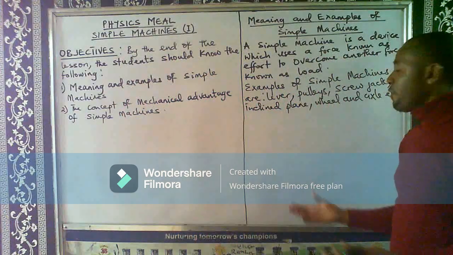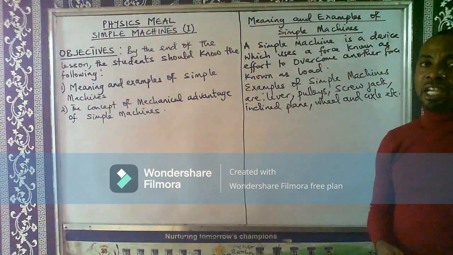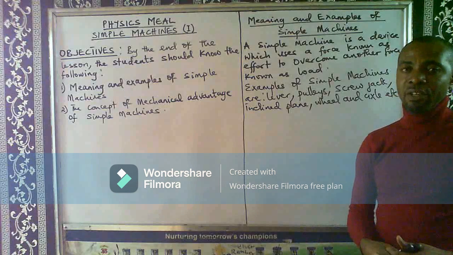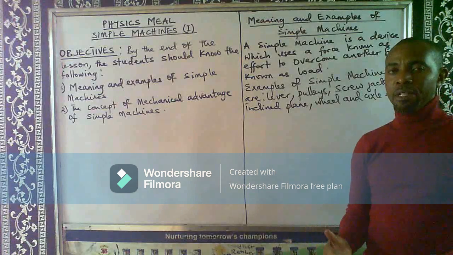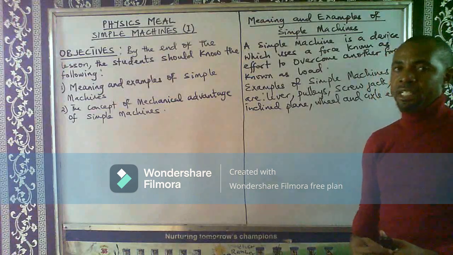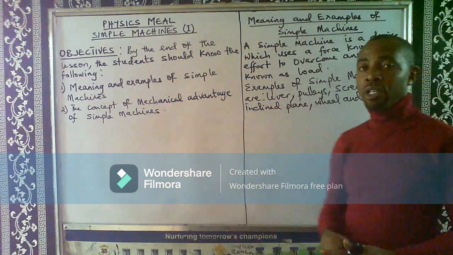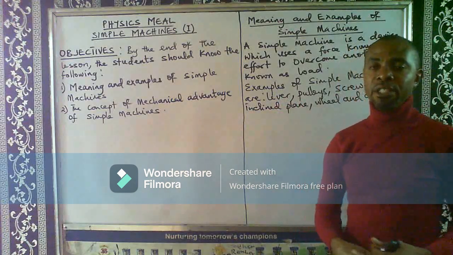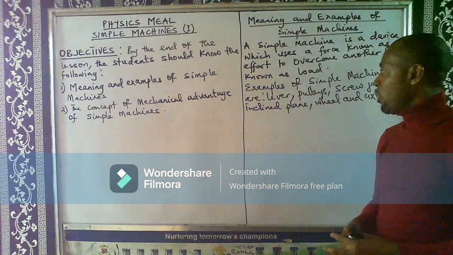Then we have levers. Levers are everywhere. They are everywhere in our houses. Scissors is a lever. Wheelbarrow is a lever. So your wheelbarrow is a machine. It belongs to the machine we call lever. Your scissors is a machine. It belongs to the machine we call lever also.